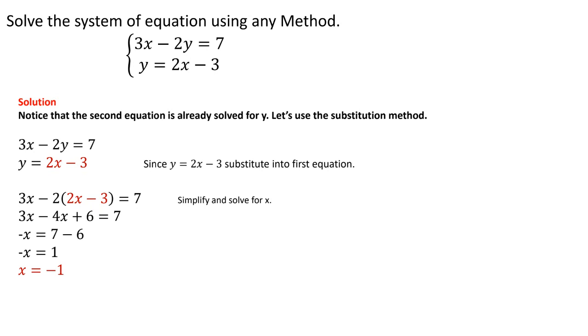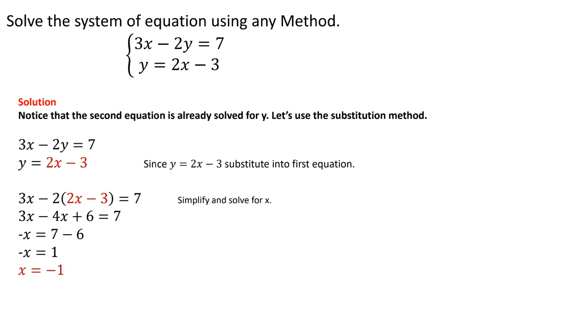Gather your like terms. 3x minus 4x is a negative x. And if we subtract the 6 to the right side, we get 7 minus 6, which is 1. Divide by negative 1, so we get x equals negative 1. Any questions on that?